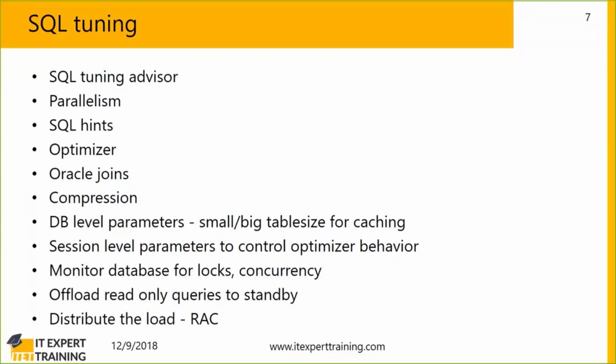And then table level parameters, small and big table size for caching. There are certain parameters which can be set at the database level to cache the table based on their usage and size. I'm not sure about the exact parameter, but we'll discuss it in the slides when it comes to the detailed discussions. Setting these parameters will really help to keep the data within memory, not to be aged out of it. So we'll discuss in detail.